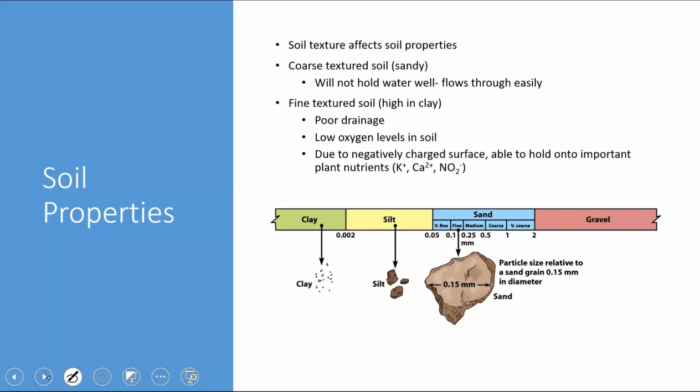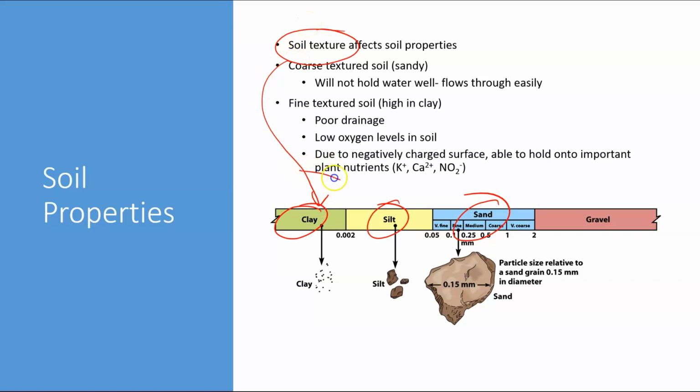All right. So, we're going to talk a little bit about soil properties and particle sizes. And what I want you guys to remember is the impacts of things like clay, silt, and sand on the properties of a soil, right? So, soil texture affects its properties. So, texture is essentially referring to the amount of clay versus silt versus sand, or essentially the particle sizes or the mixture of particle sizes.